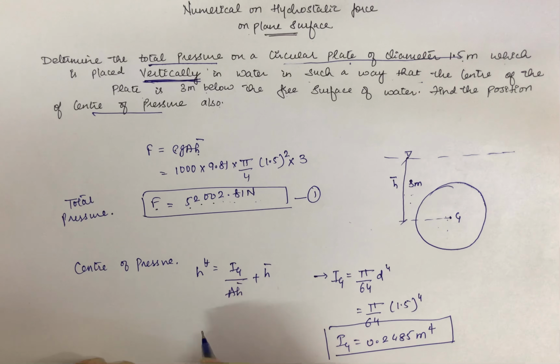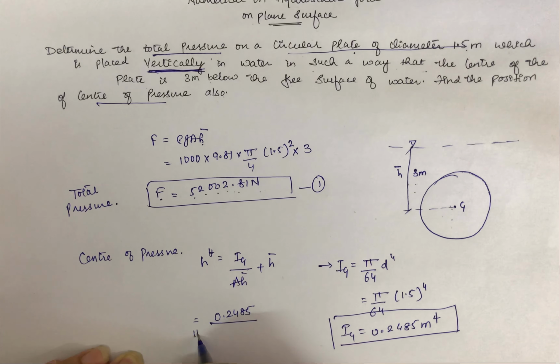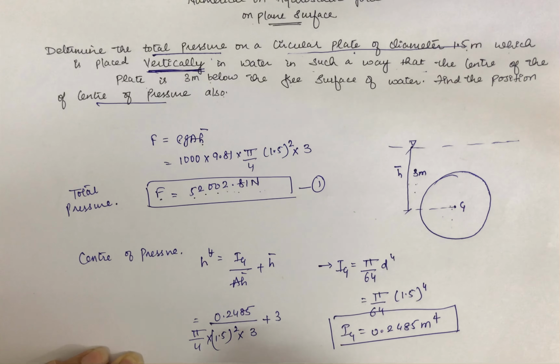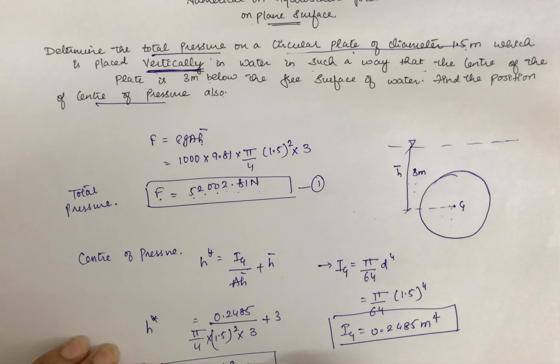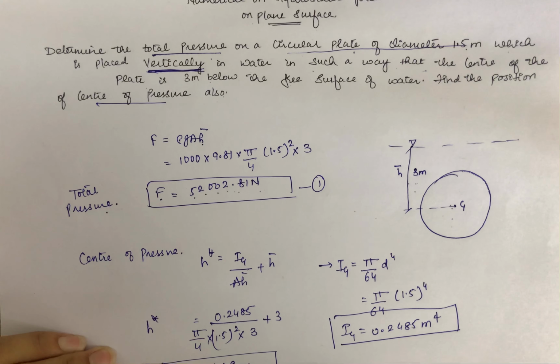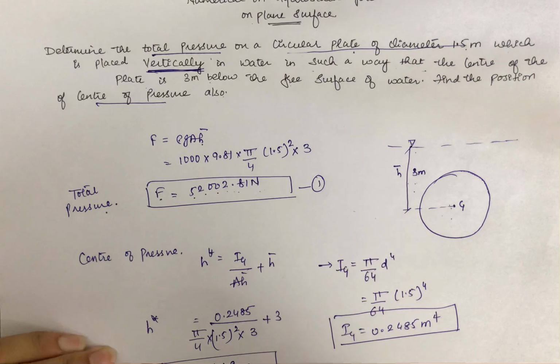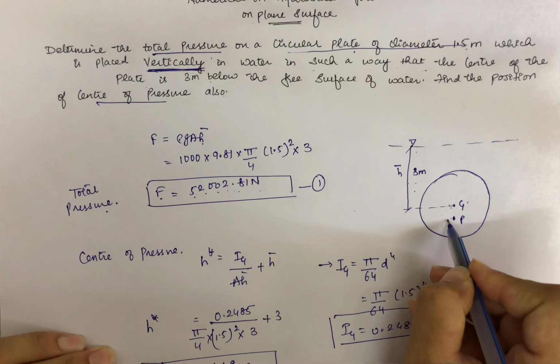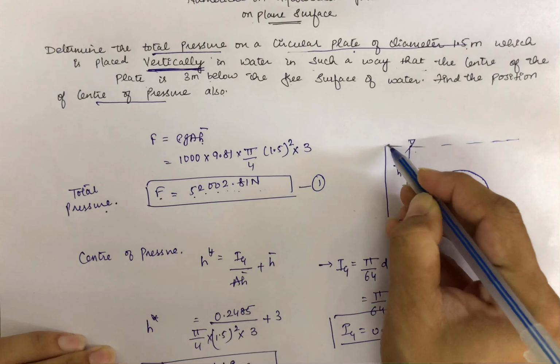Substituting this value of Ig over here, 0.2485 divided by area, which is pi by 4 into 1.5 whole square, into 3, plus 3. So the value of h star will be 3.0468 meter. So this total pressure will act at a distance of 3.0468 meter from the free surface of liquid, and as we have discussed, the center of pressure is always below the center of gravity of the immersed surface. So this is h star.